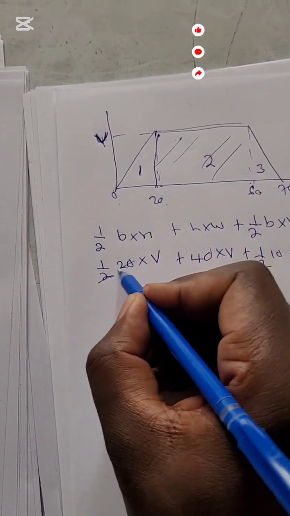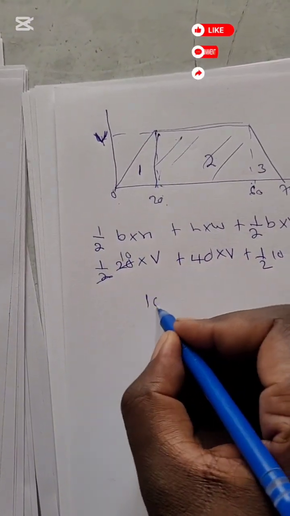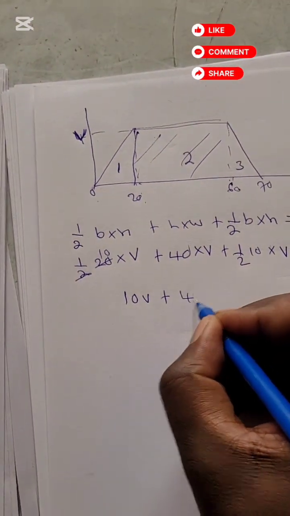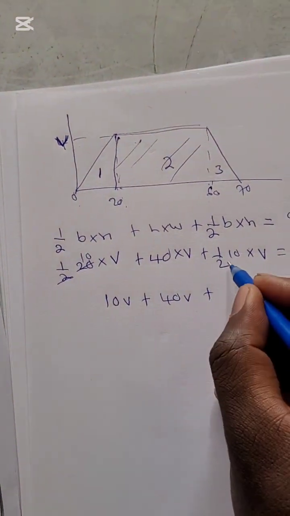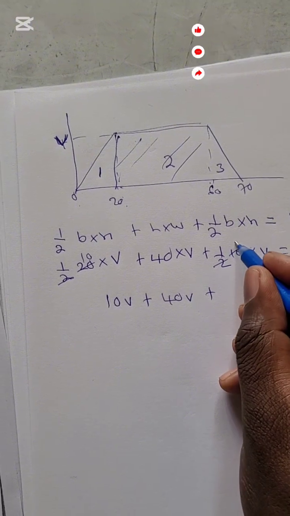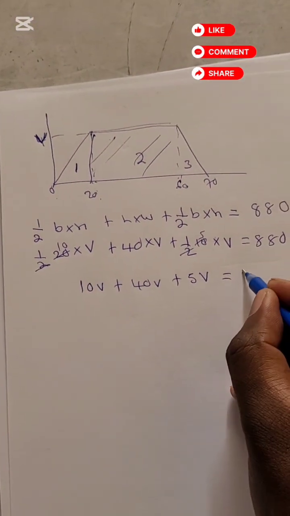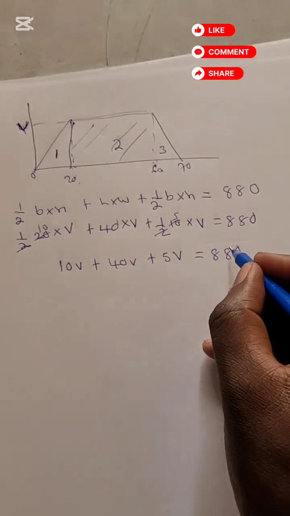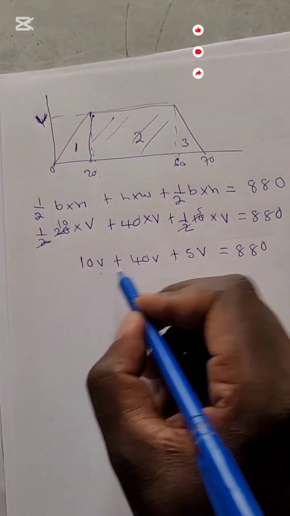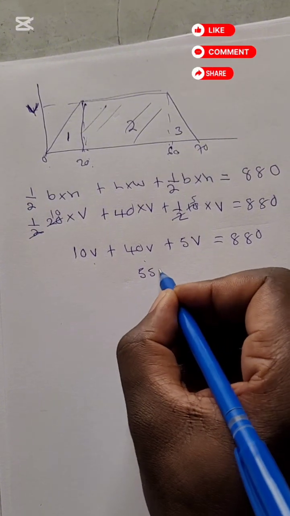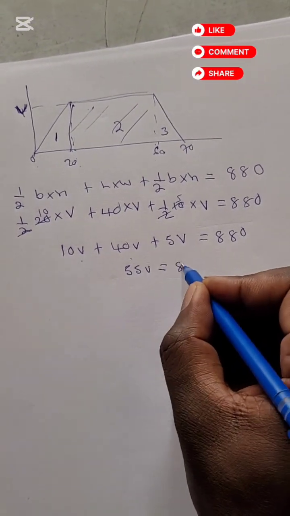So half of 20, that's 10. 10 times V, that's 10V, plus 40 times V, that's 40V, plus half of 10, that's 5. So we get 5V is equal to 880. Okay, so 10V plus 40V is 50V, plus 5V is 55V, equal to 880.